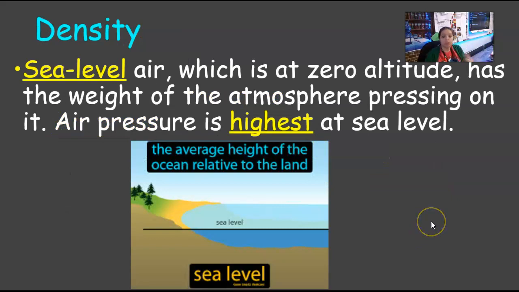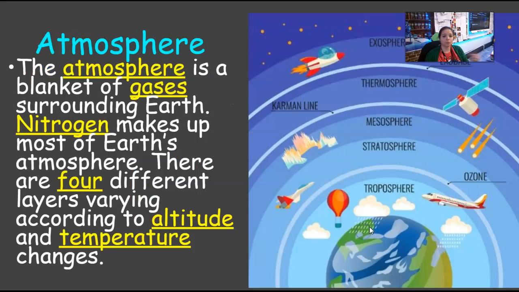All right, density, I brought this up. One of the things about density is at sea level, right there, where the sea meets the land. This is 0 altitude, where there's all the air above it. It has the weight of the atmosphere pressing on it, and this is where the pressure is going to be the highest. So it's going to be the most dense at sea level, less dense as you go up.